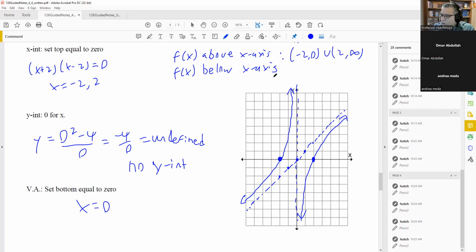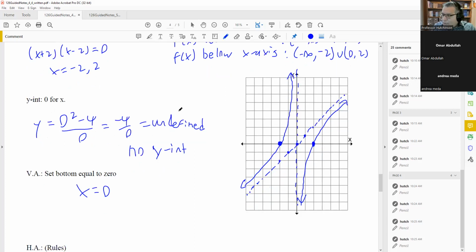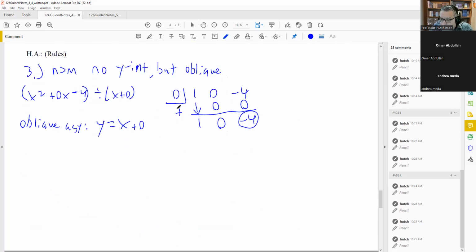It's below the x-axis from -infinity to -4 or -2. And it's also below between 0 and 2. So it asks you for where it's above or below. Again, just read all that off the graph itself, and that gives you the answer there. All right. Now that we have that, that is complete. We're going to go on to the next one.